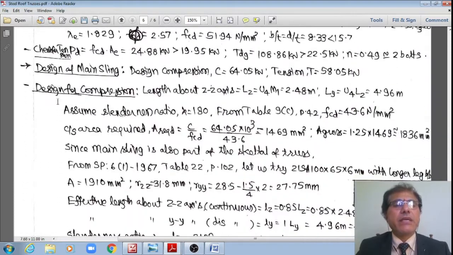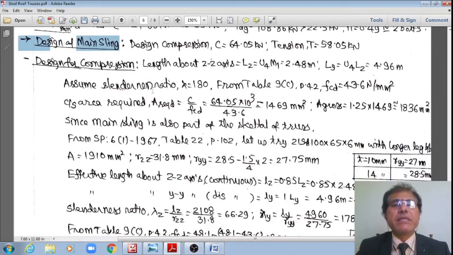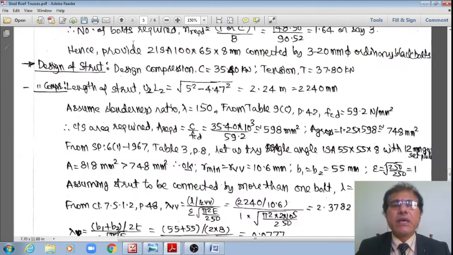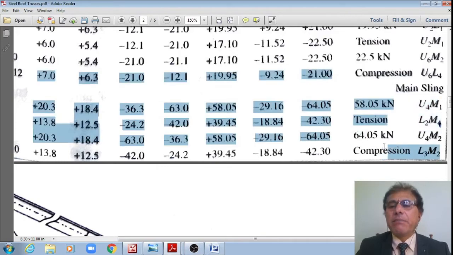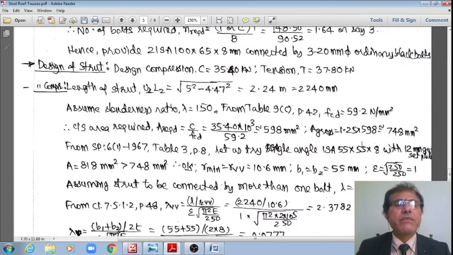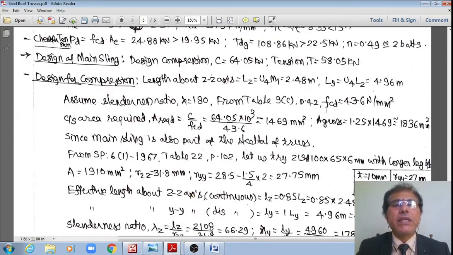In the next subheading, the design of main sling or major sling, we have just now seen the design forces from this table. It is subjected to a maximum tension, wherever that maximum is. Here 58.05 is the design tension, and the negative maximum value is 64, in member U4M1. Therefore, 64.05 is my design compression. I am recalling both of these results and initiating the design.